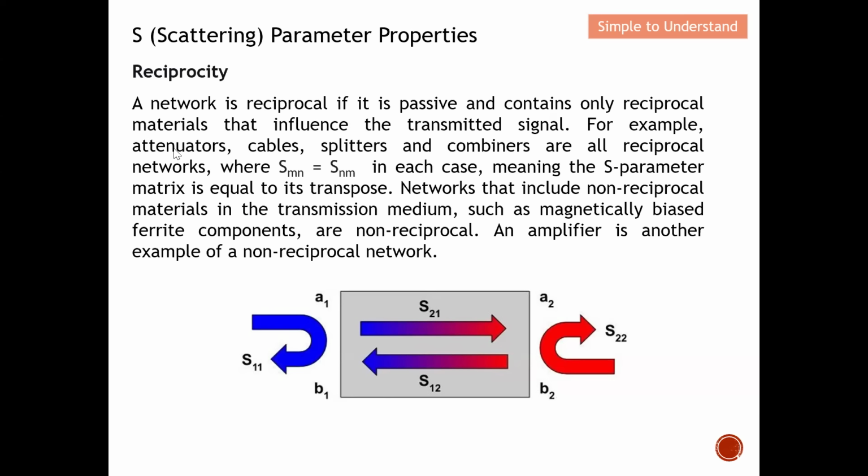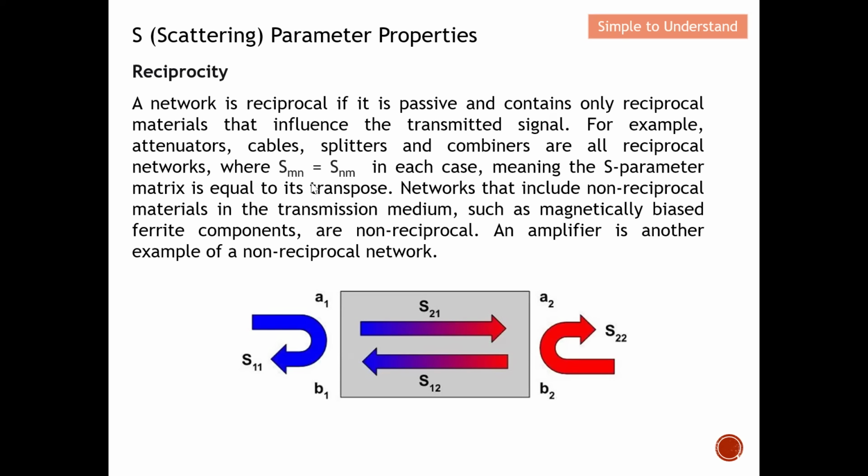For example, an antenna, a cable, a splitter. A splitter with 3 ports cannot be reciprocal, but in the general form, 1 split to 2 is okay. A combiner and all reciprocal networks. So when we say that this is reciprocal, this is true, which means that SMN equals SNM, which means that S12 is equal to S21.